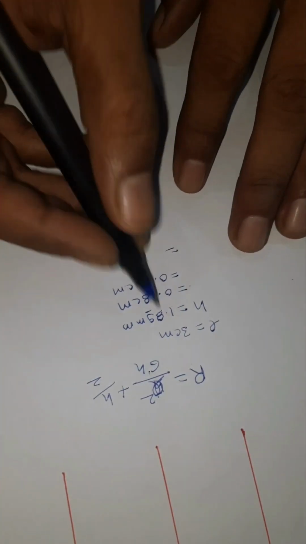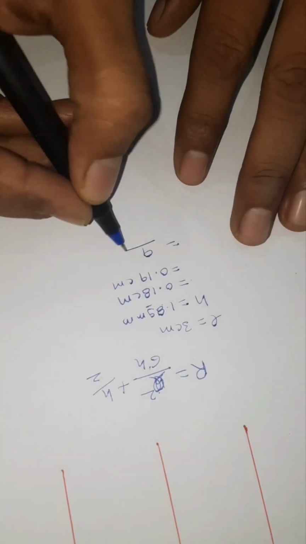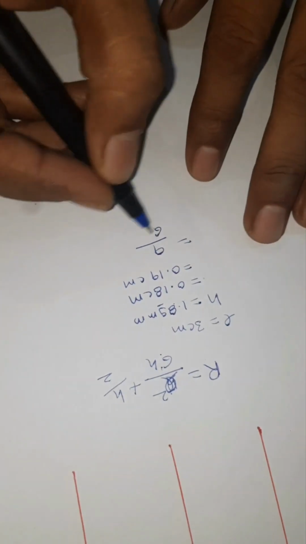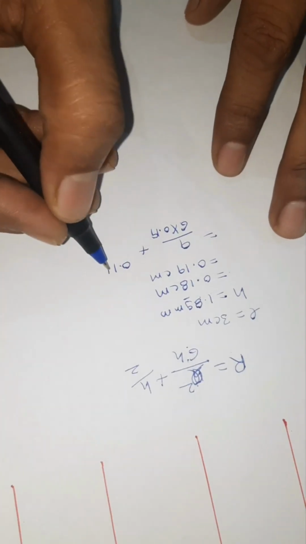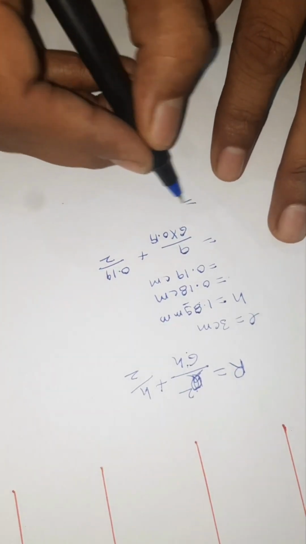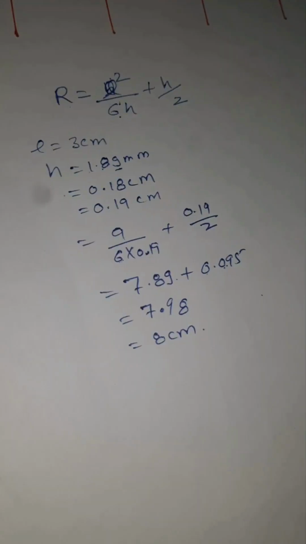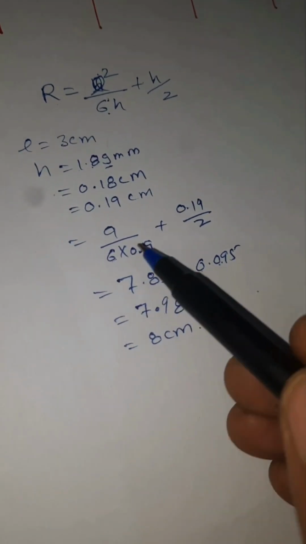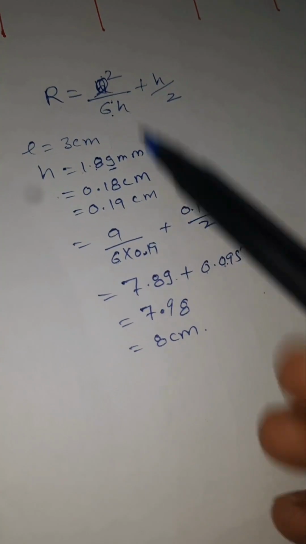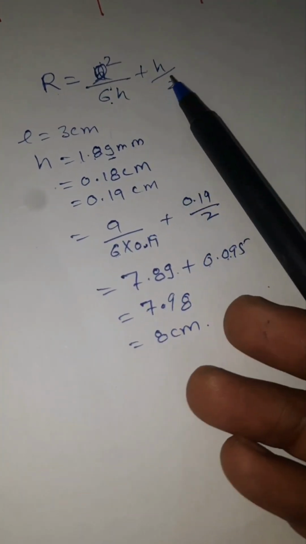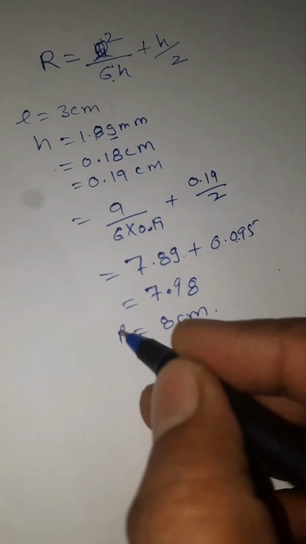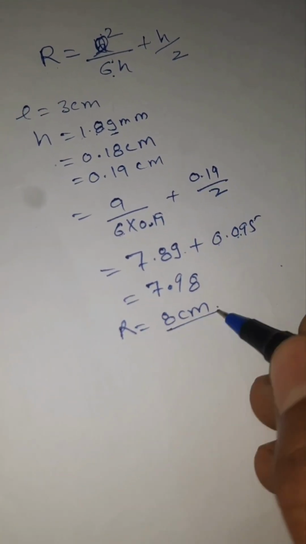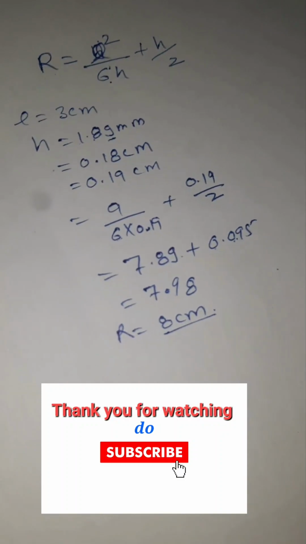Put those values. L square means 3 square, 9, and 6h, 6 into 0.19, plus h by 2, 0.19 by 2. So you can calculate the values. So after calculations, by putting these values of L square upon 6h plus h by 2, we will have that capital R, the radius of curvature of the lens, is equal to 8 centimeter. Thank you.